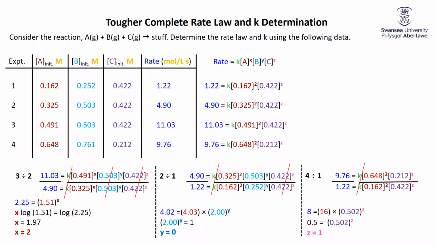Okay, so by putting in the data in equations and then combining those equations to eliminate all but one of the remaining unknowns, we're able to find out it's second order in A, it is 0 order in B, and its first order in C.